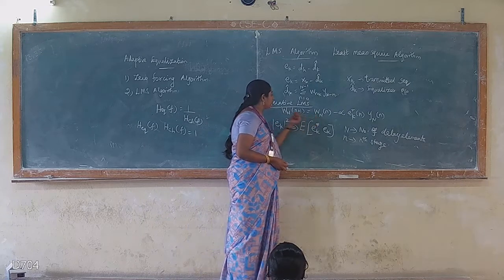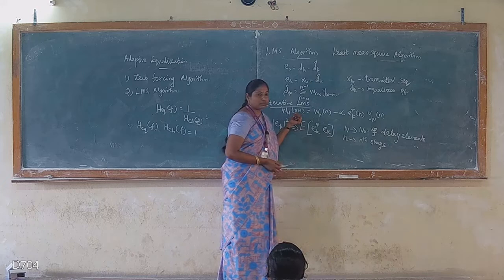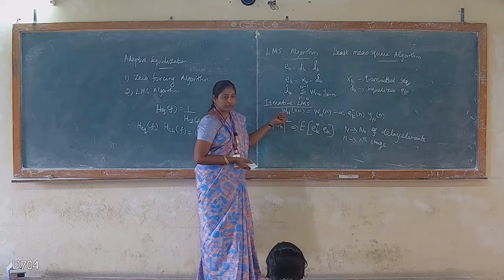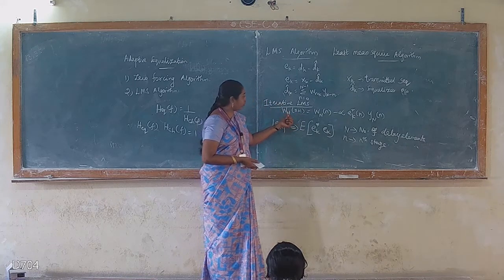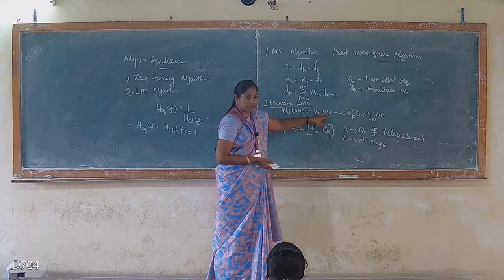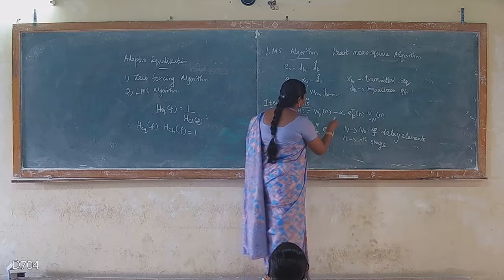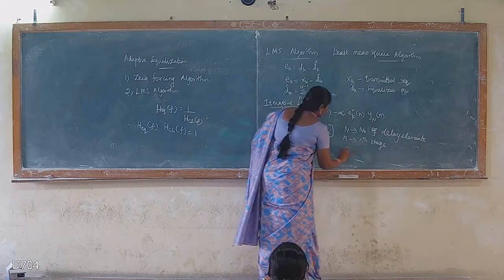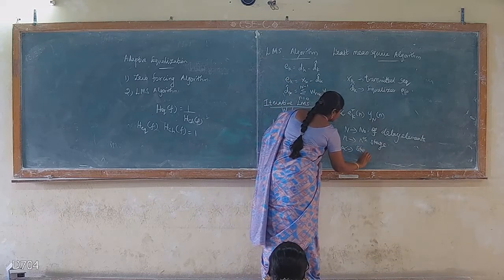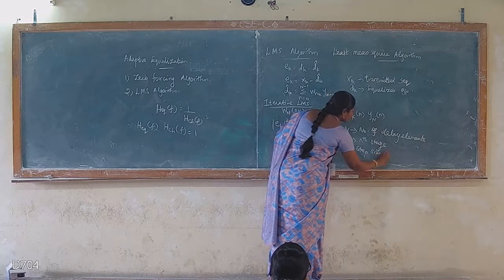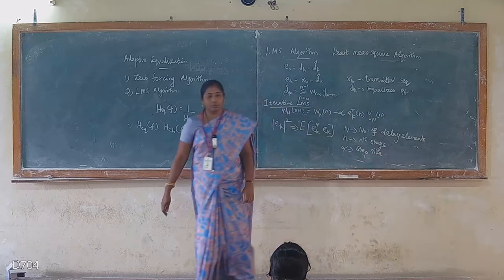So what about the n plus 1? So the weight for the next stage. The n plus 1 stage weight depends on the nth stage weight. So Wn of n minus this, alpha is the step size. It controls the convergence rate of the equalizer.